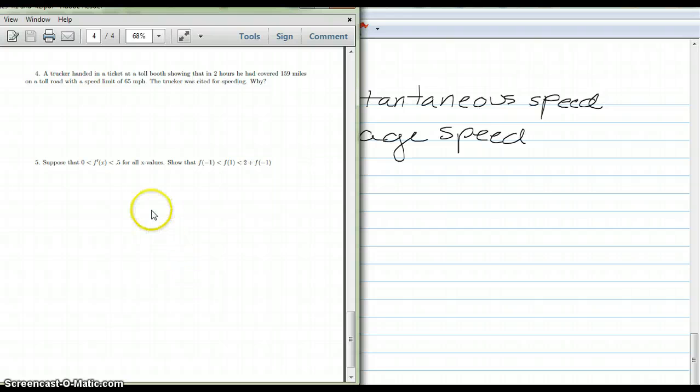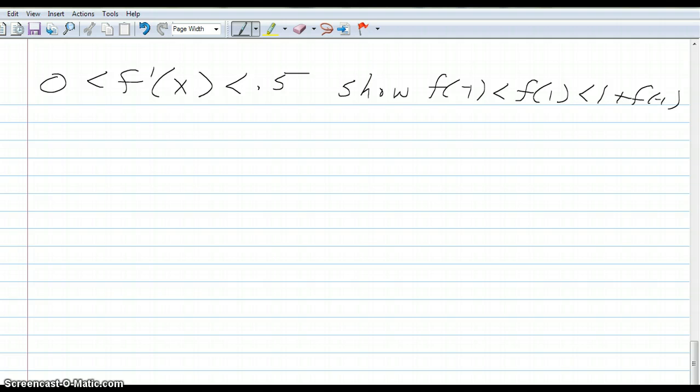Okay, so the one last problem says, suppose that f prime of x is between 0 and 1/2. Show that f of negative 1 is less than f of 1 is less than, and this should say 1 plus f of negative 1. Okay, so here's our problem.